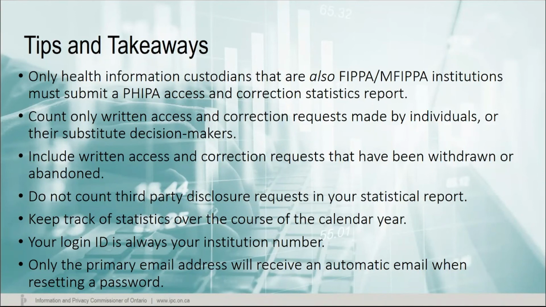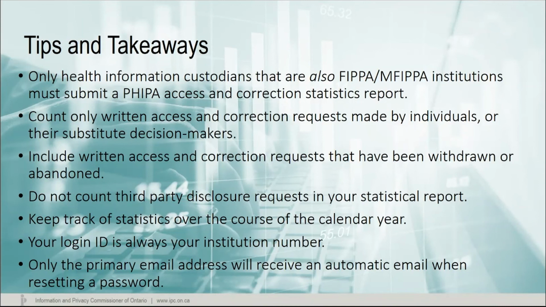Include written access and correction requests that have been withdrawn or abandoned. So if you've completed the request on your end, you've issued a decision letter, and the patient or the substitute decision maker subsequently withdraws or abandons and never accesses the information, you still include it for statistical reporting purposes because you've completed it on your end, okay?